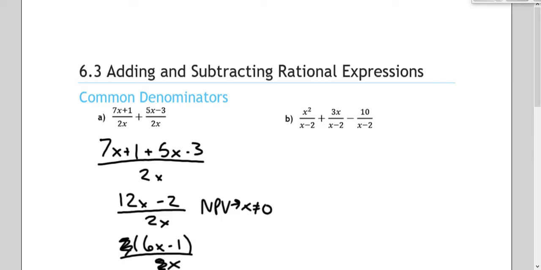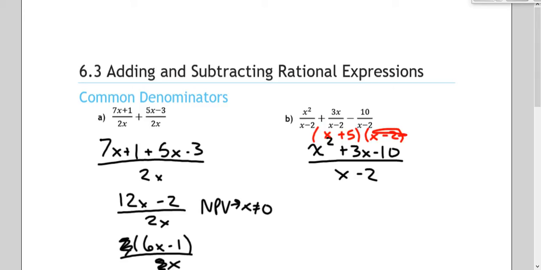Same thing here. We have x squared plus 3x minus 10 all over x minus 2. Have to factor, always have to simplify. So this is x plus 5 and x minus 2. So these cross out, and that leaves us with just x plus 5. But x cannot equal 2.